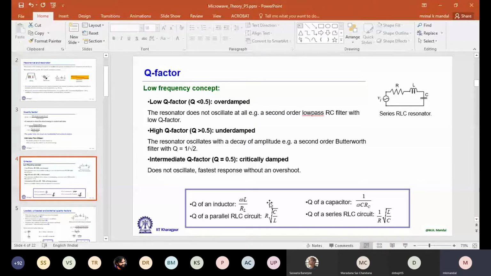These expressions for quality factor for different components, you learned in circuit theory. Now I'll directly go to the definition of different types of quality factors.